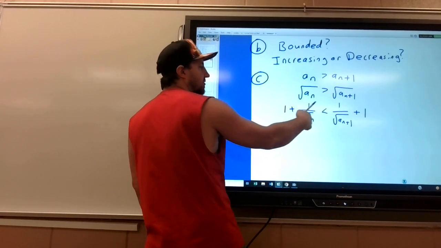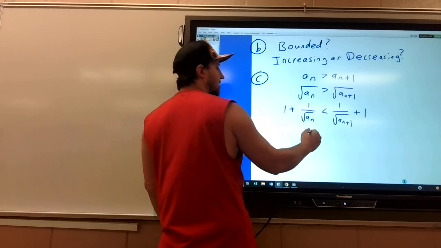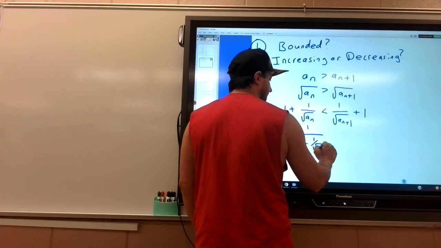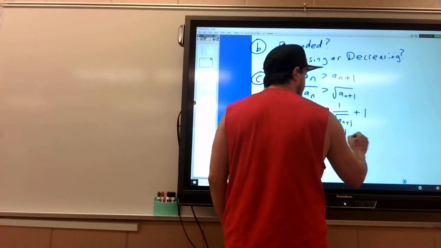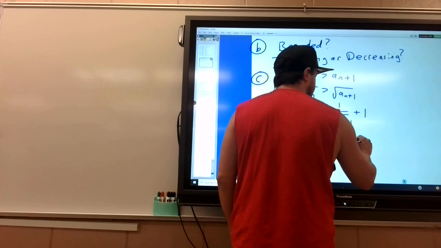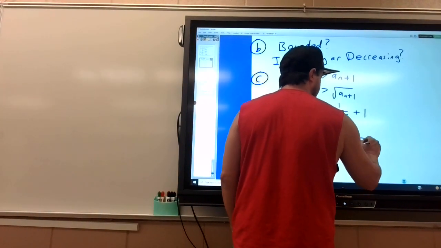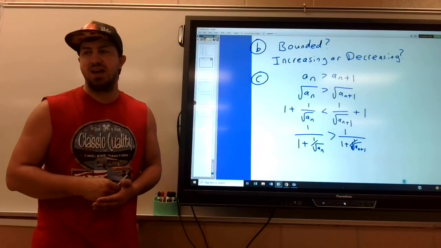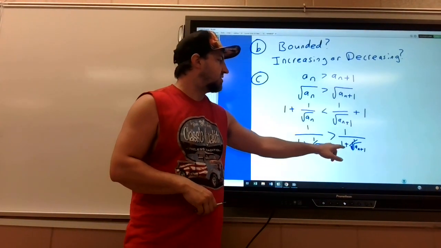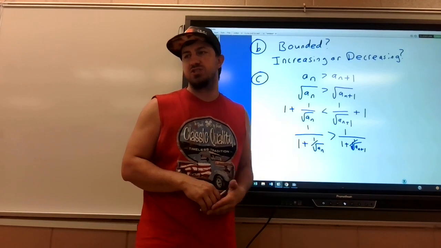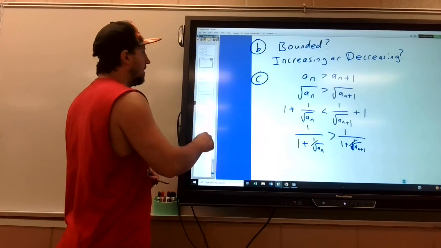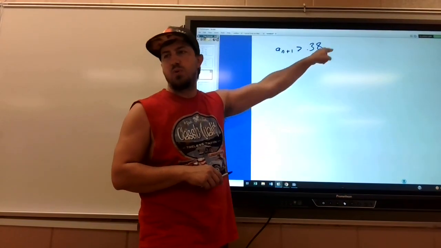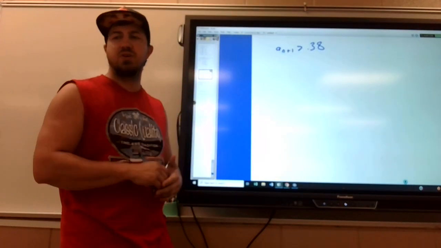And then finally, I need to flip this again because all of this needs to be in the denominator. So 1 over 1 plus 1 over square root a sub n is greater than 1 over 1 plus 1 over the square root a sub n plus 1. So by induction, I have a sub n is bigger than a sub n plus 1, which does show it is decreasing. From our previous result, we saw that a sub n plus 1 is going to be bigger than 0.38 because everything is coming down to 0.38.